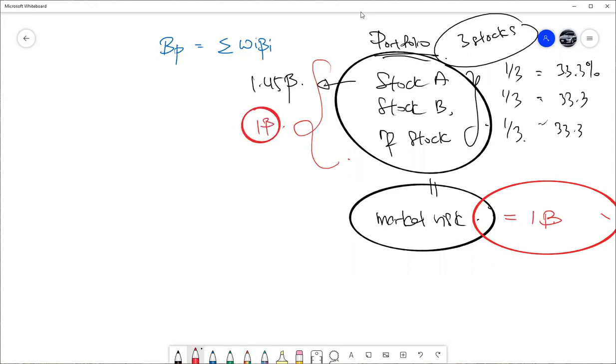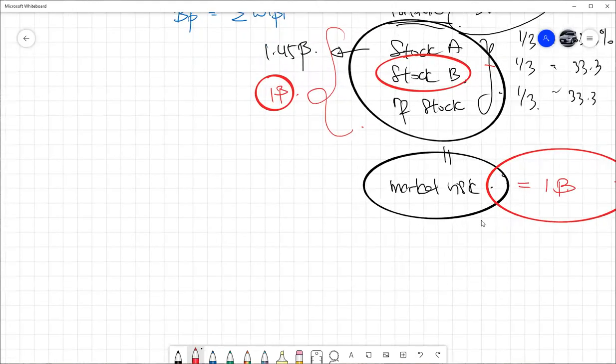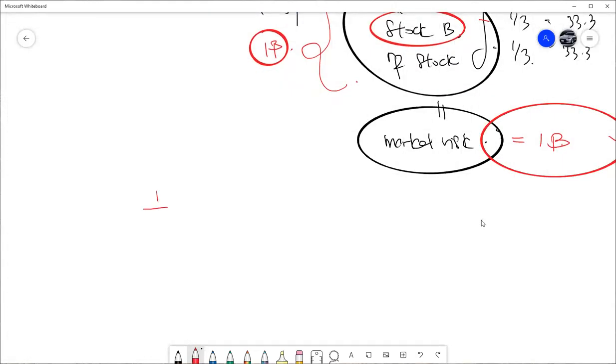The question tells you one of the stocks is 1.45 beta, and they want you to find the other stock's beta. So put this into an equation. Your portfolio is actually having one third stock A, one third stock B, one third risk-free stock, and all these three totaled up together, the risk is one beta. Assume stock A is the one having 1.45 beta.